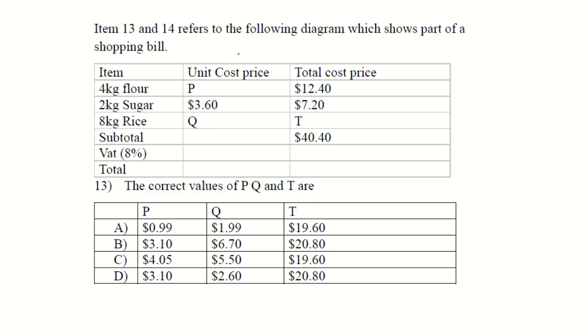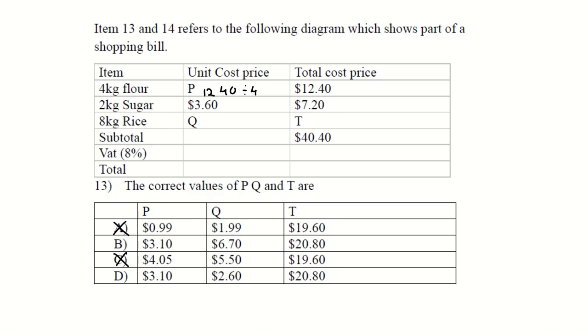Now P is going to be found because we're finding the cost per kilogram. In this case, it will be 12.40 divided by 4, which is 4 going into 12, $3.10. So A and C would be out of the question. It's either B or D. Right, then we want to know what Q and T are.